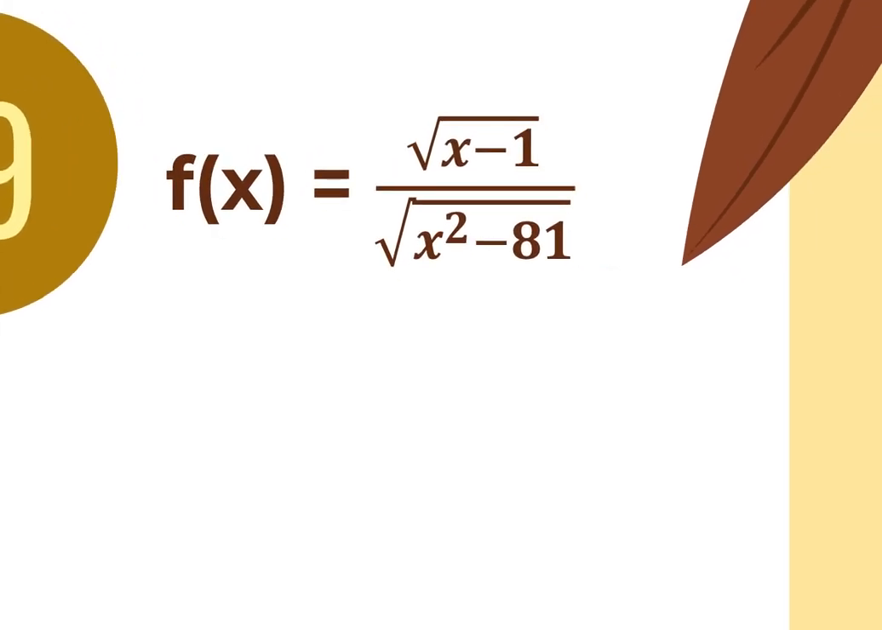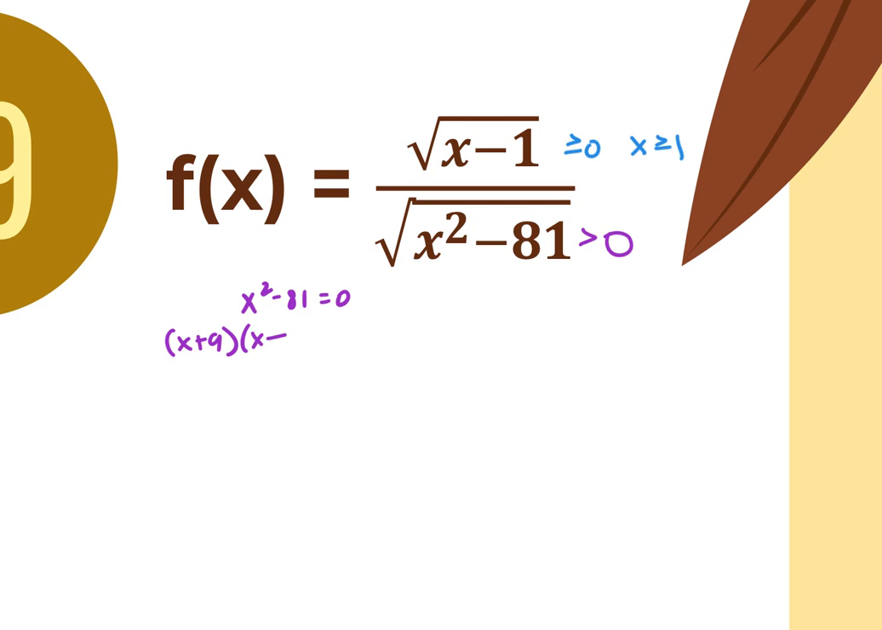Numerator, greater than or equal to 0, right? So x is greater than or equal to 1. Denominator, greater than 0, not greater than or equal to, greater than 0. And now I've got a quadratic and an inequality. This is where we have to test points, right? So we solve it as though it was x squared minus 81 equals 0.